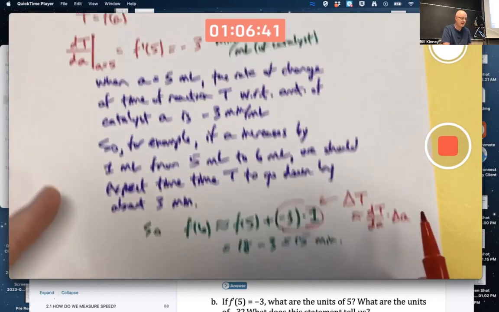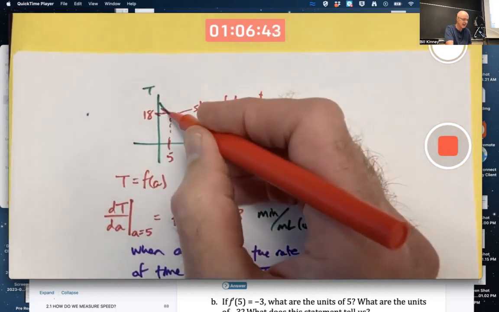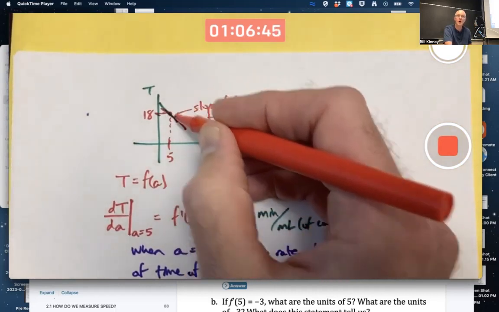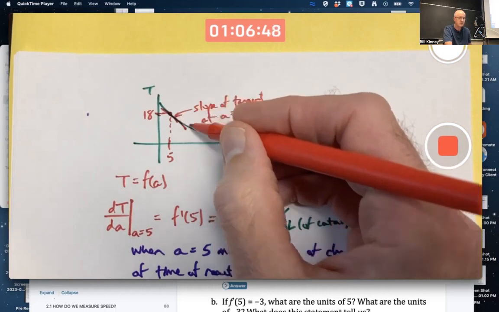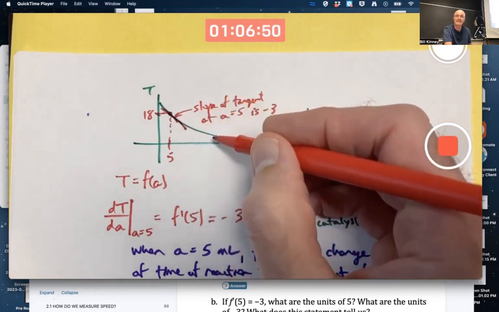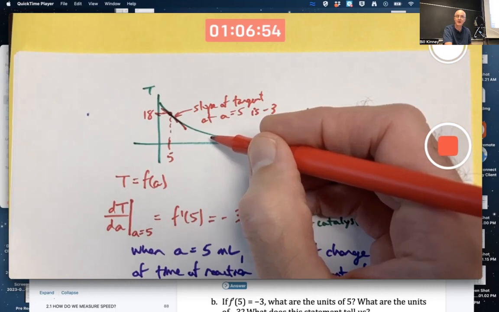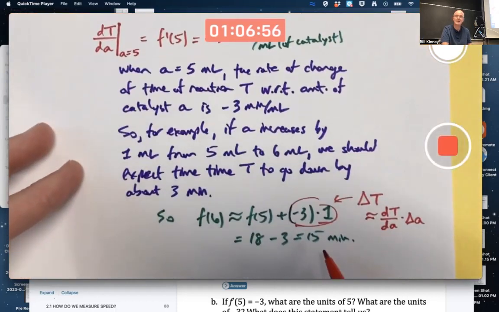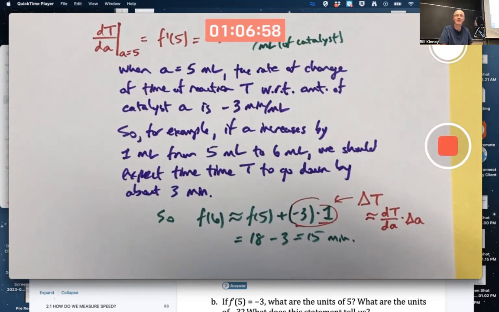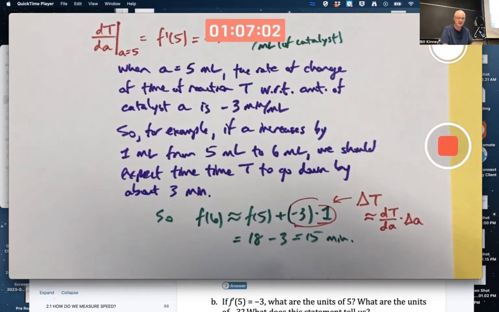It's also an approximation because we're using the tangent line, a straight line, to approximate the curve. If the curve is truly concave up, like I'm guessing it is, the true answer is going to be bigger than 15 in the end. That green graph is higher than the red graph because the green graph is concave up. This will be a bit too small. In reality, it's probably more like 15.5 minutes.